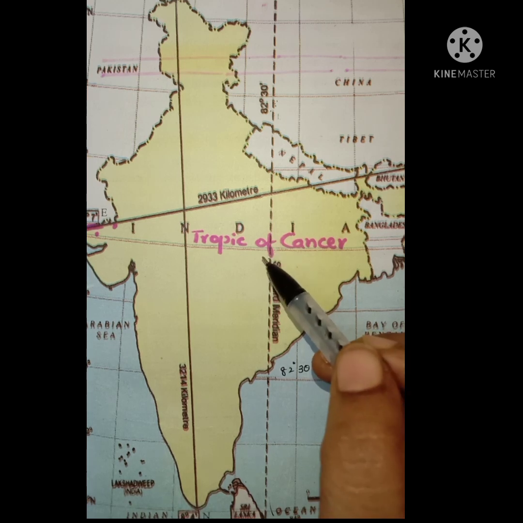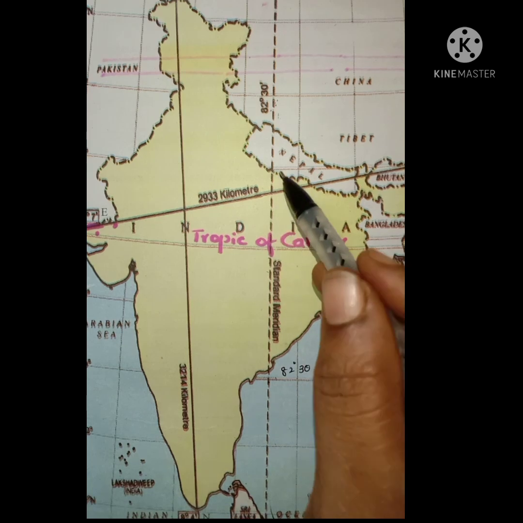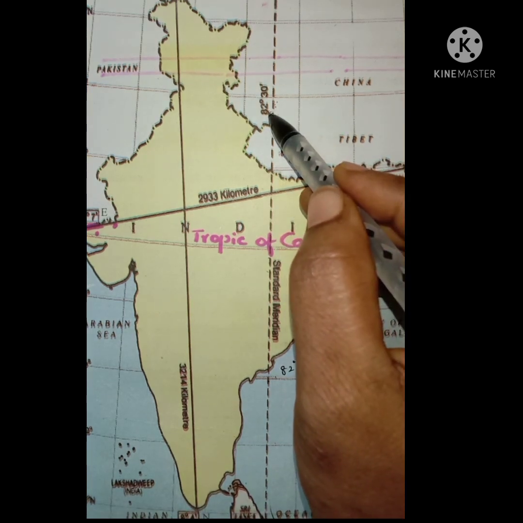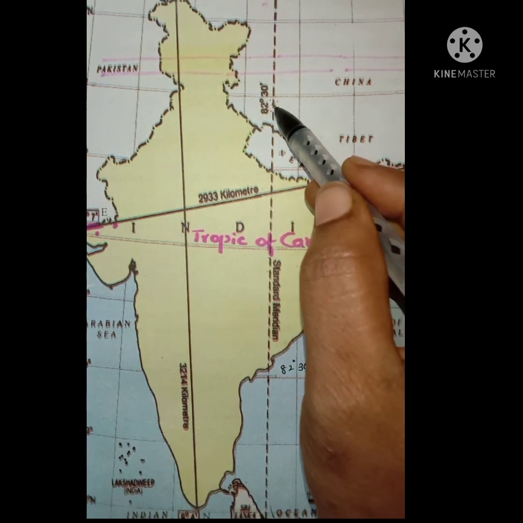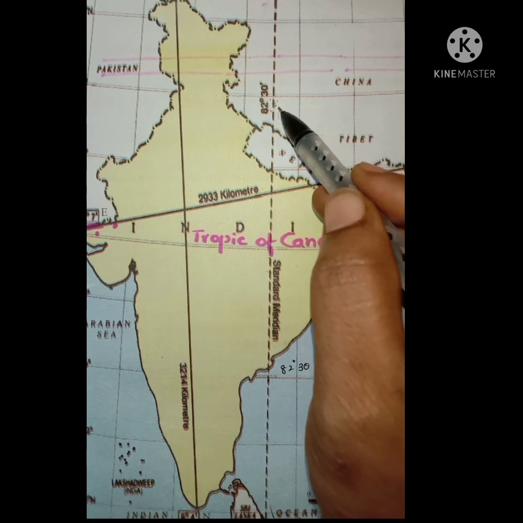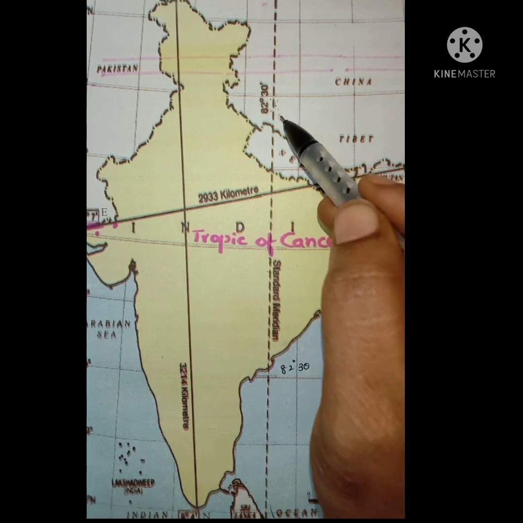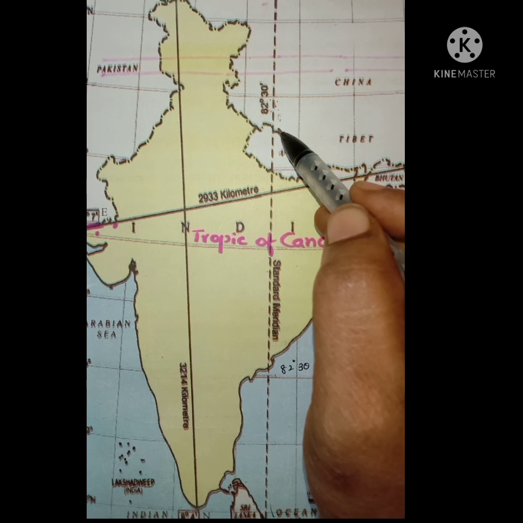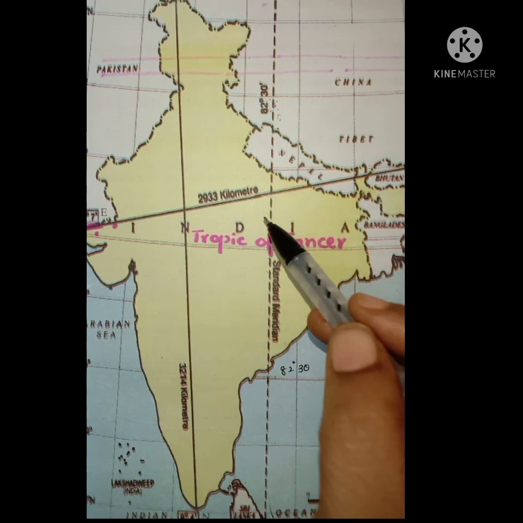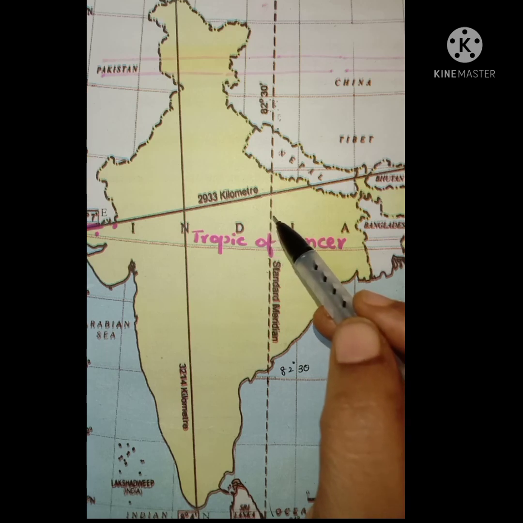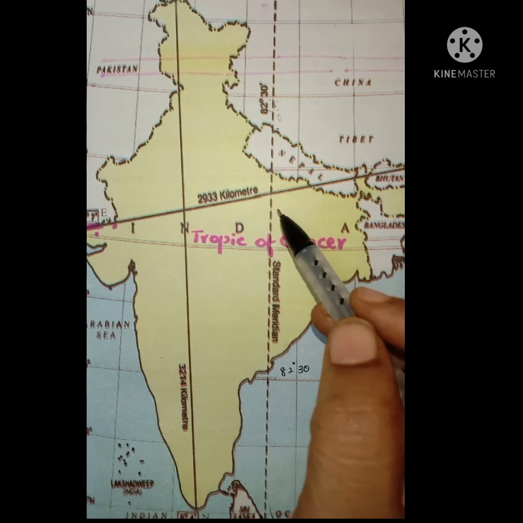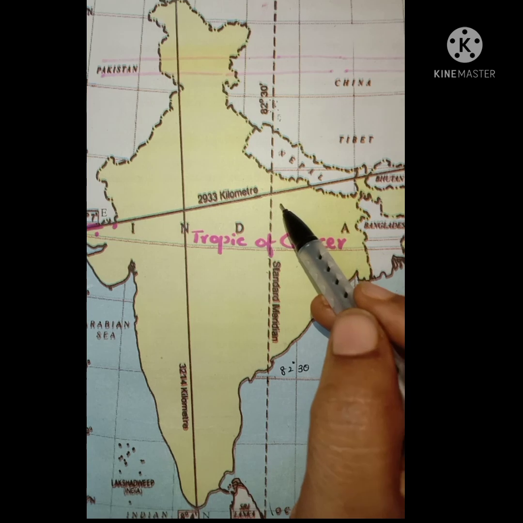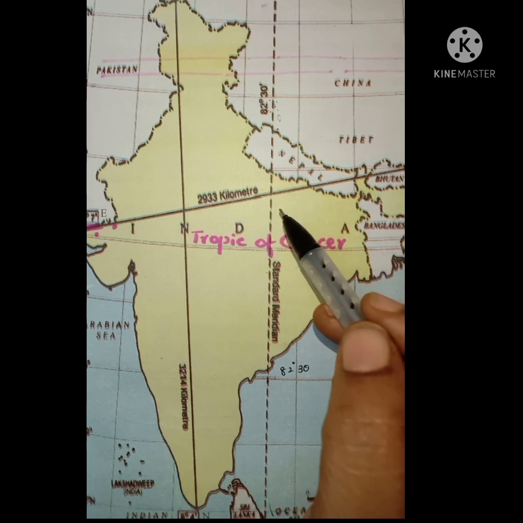Next question, which longitude is taken as reference for Indian Standard Time? 82 degrees 30 minutes eastern longitude is taken as reference for Indian Standard Time. Understand? Which longitude is taken as reference for Greenwich Mean Time? 0 degrees longitude is taken as reference for Greenwich Mean Time.